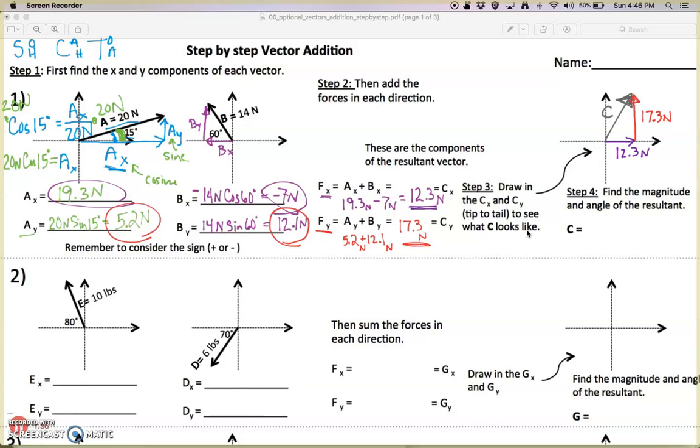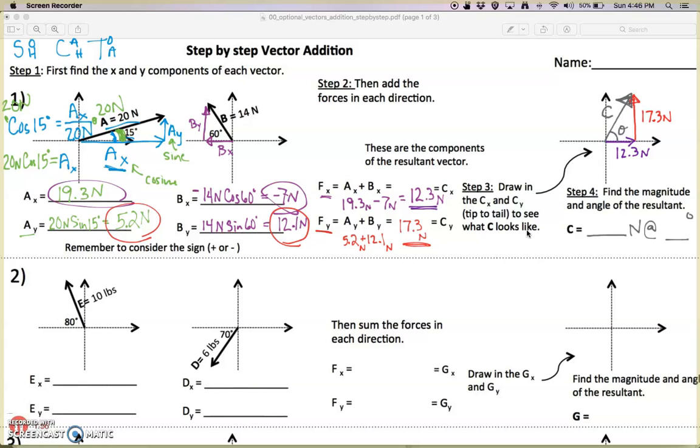And now I want to report this answer vector. So to do that, I need to know what its magnitude is. What is this length, C, the magnitude, and what angle is it at? So I'm going to report my vector C as some amount of newtons at some angle.